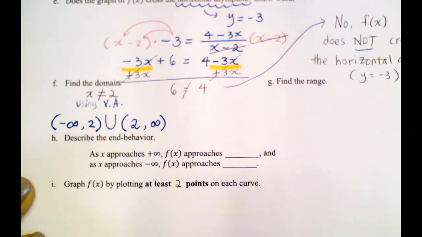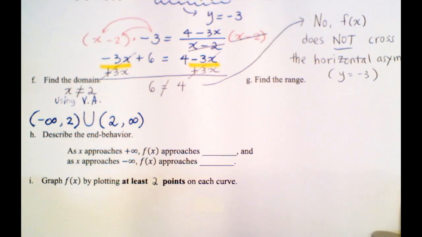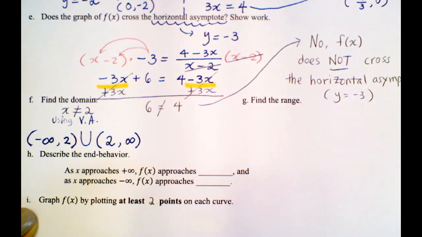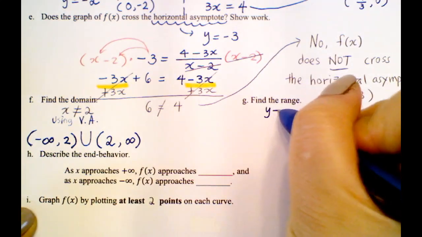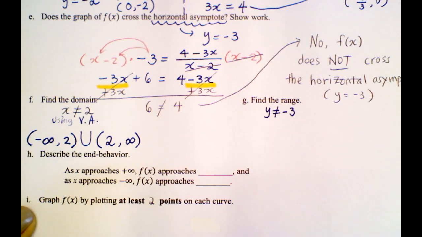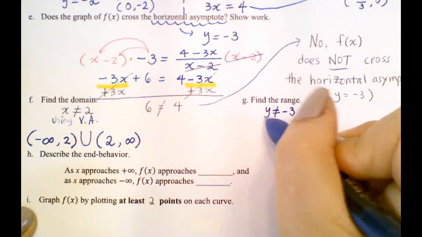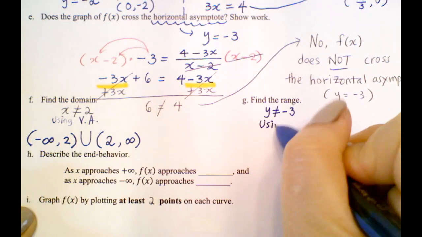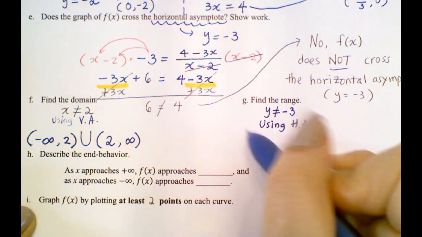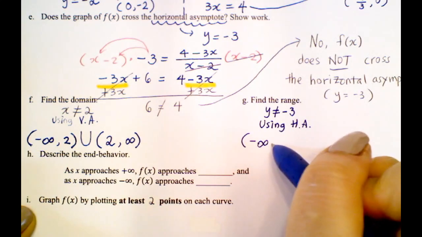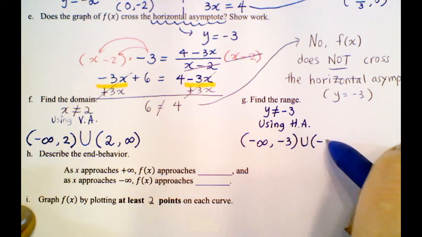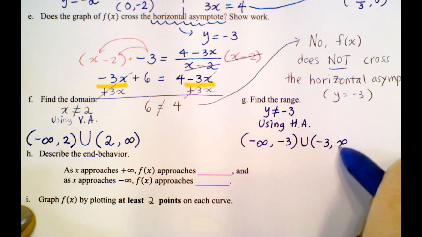Okay? All right, range. Didn't we just prove in part E that this will never cross y equals -3? So the range is going to be everything except for -3. All right, so let's write that. And this is using our horizontal asymptote. Using the horizontal asymptote, the range is going to be from -infinity to what number? -3, union, and start back at -3 and go all the way to positive infinity.